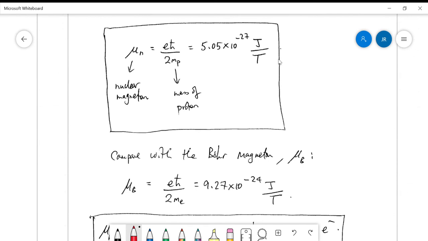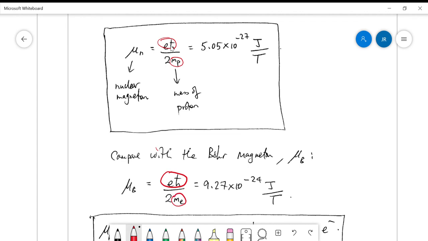So look at the similarity of these two equations. The Bohr magneton for the electron is the unit charge times h bar, so exactly the same numerator. Exactly the same if we compare that numerator with that numerator. The number two is the same as well. We've only replaced the mass of the proton in the nuclear magneton, because there's a nucleon in the nucleus, versus the mass of the electron in the Bohr magneton.